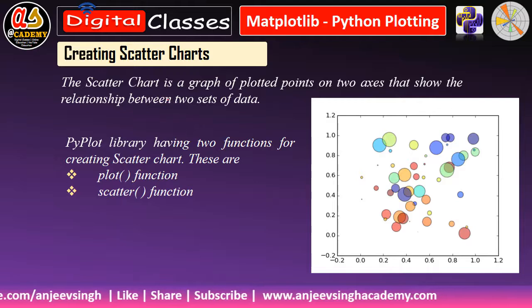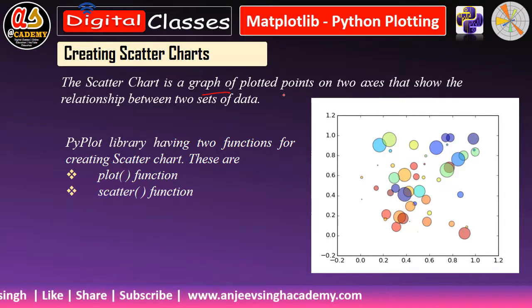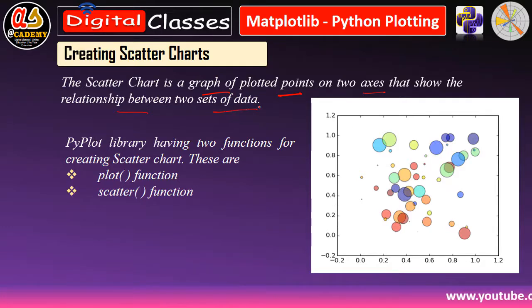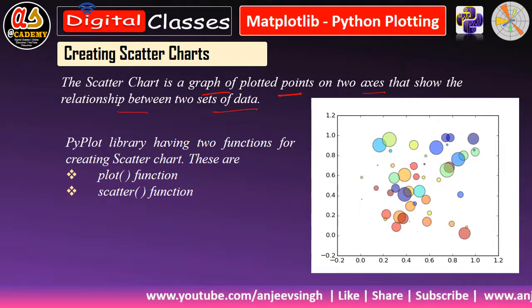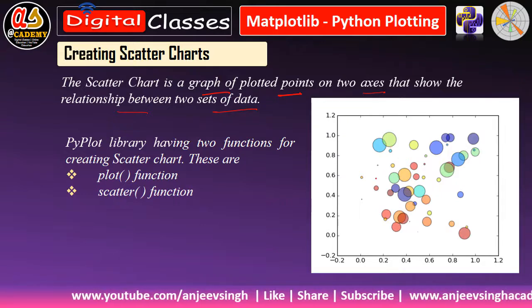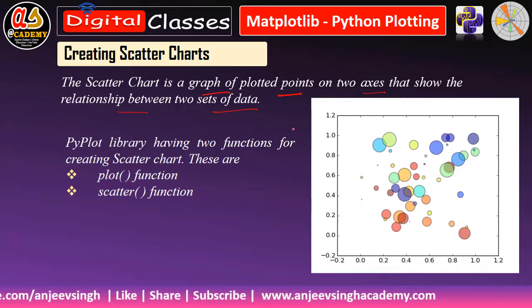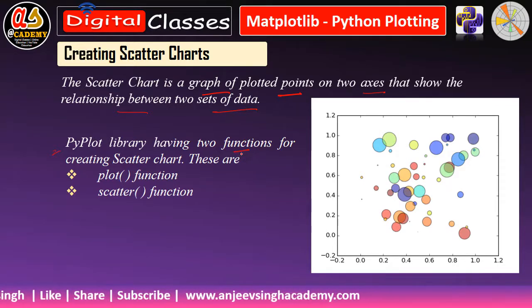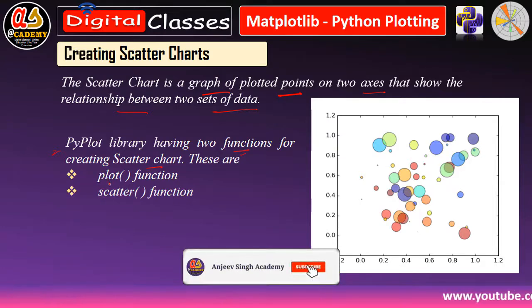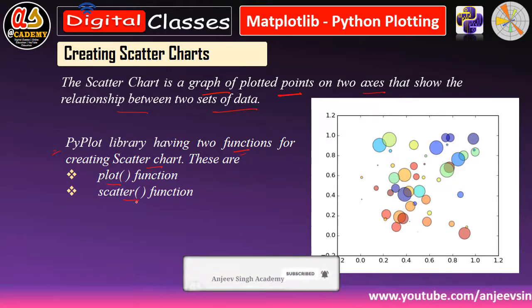तो चलिए सबसे पहले जानते हैं कि स्कैटर चार्ट होता क्या है. What is the scatter chart? A scatter chart is a graph of plotted points on two axes that shows the relationship between the two sets of data. ये actually ग्राफ के ऊपर कुछ पॉइंट्स को प्लॉट करके रखा जाता है और डिफरेंट कलर्स में आपको ये दिख रहा है. ये दो डेटा के बीच में रिलेशनशिप एस्टैब्लिश करने के काम में आता है. The pyplot library has two functions for creating a scatter chart. There are two functions: one is called the plot function and the second is called the scatter function.